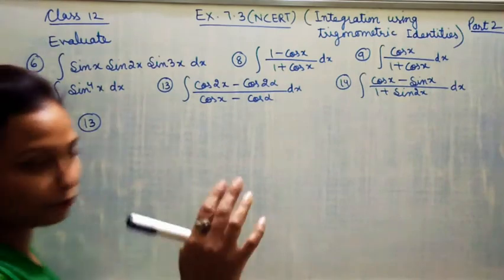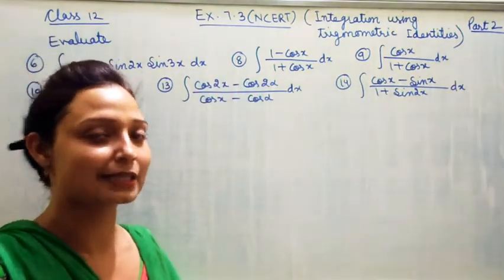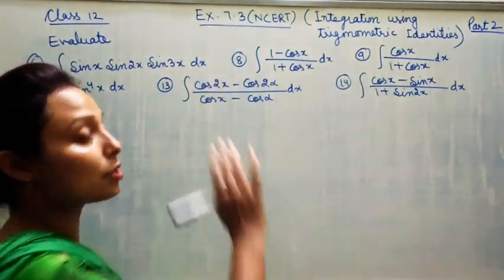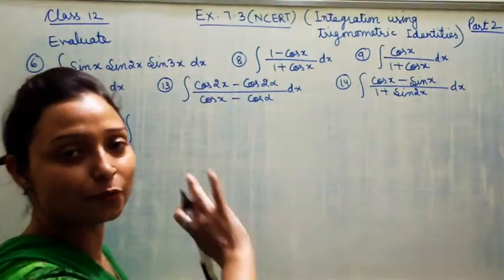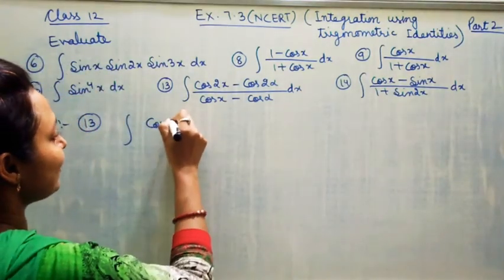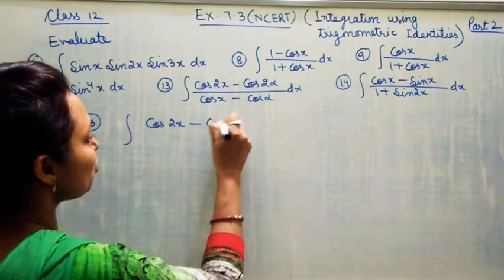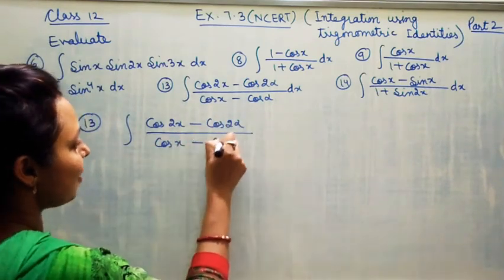Very simple. First of all, every time I have used this formula, cos square 2x. Now I will use cos 2a's formula. What is that? These are all formulas you have done in class 11, in the chapter of trigonometry. The integral of cos 2x minus cos 2 alpha, divided by cos x minus cos alpha.